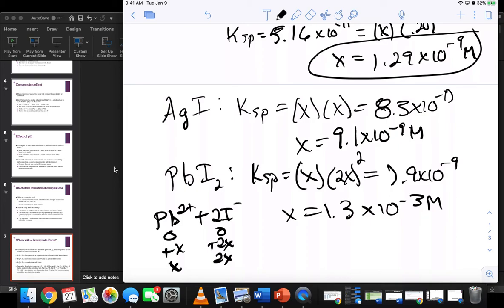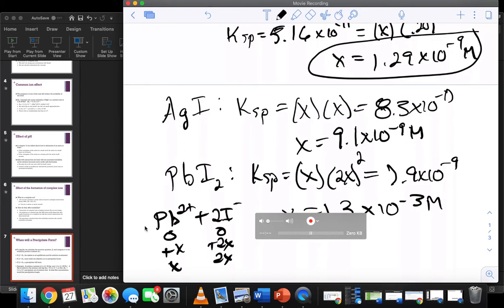We're going to look at one more in the examples that I'll do for that video. That's basically going to show that if we have two compounds with the same number of ions, then you can just compare the Ksp and move on from there.